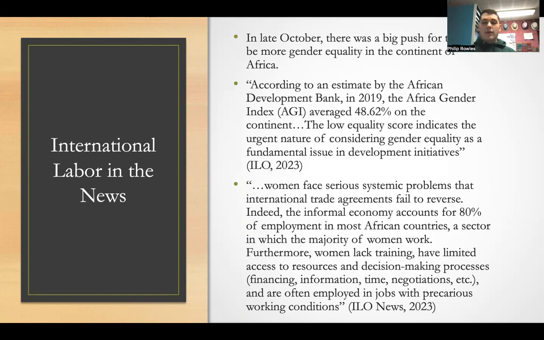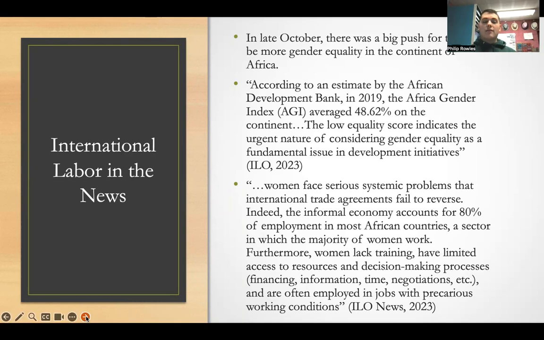And again, kind of going further here, ILO News had a news article. Women are facing serious systematic problems in international trade agreements, and the informal economy accounts for 80% of employment in most African countries, and that's a sector in which a majority of the women work. And a lot of those women do not have proper training, have limited access to resources, and to the decision-making process, and are often employed in jobs with precarious working conditions.